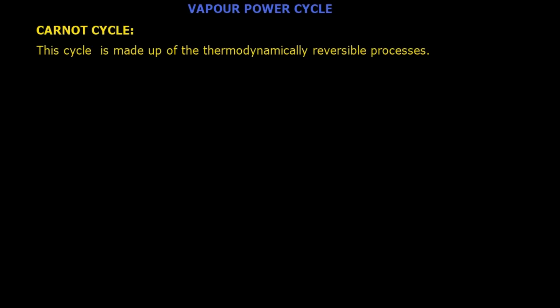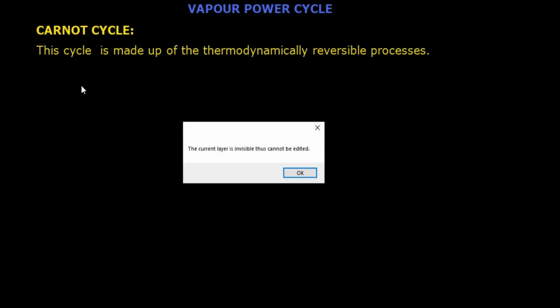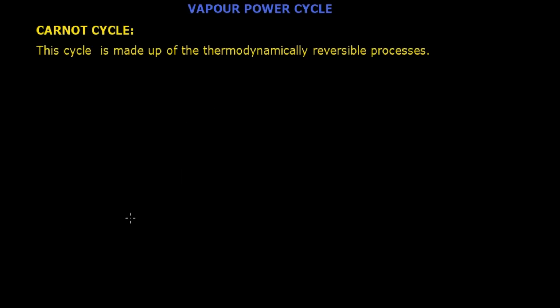A Carnot cycle is an ideal cycle in which heat is taken at a constant upper temperature and rejected at a lower temperature. So what do I mean by this? Mathematically, I can say that, for a gas, let's start with the assumption for a gas.